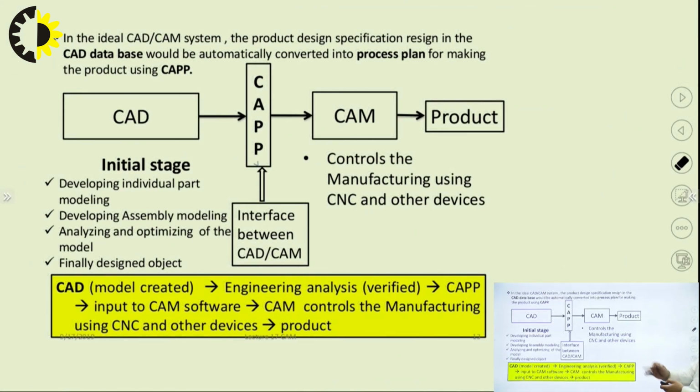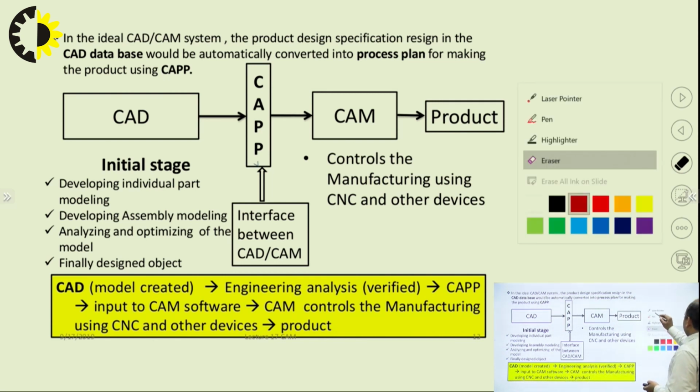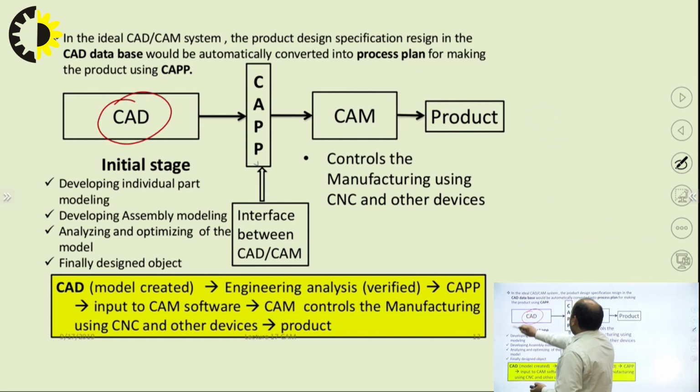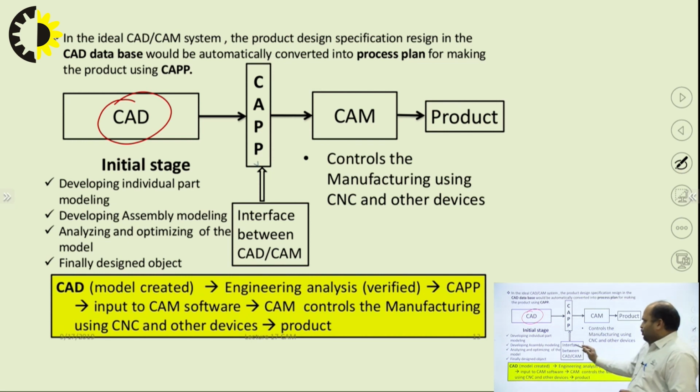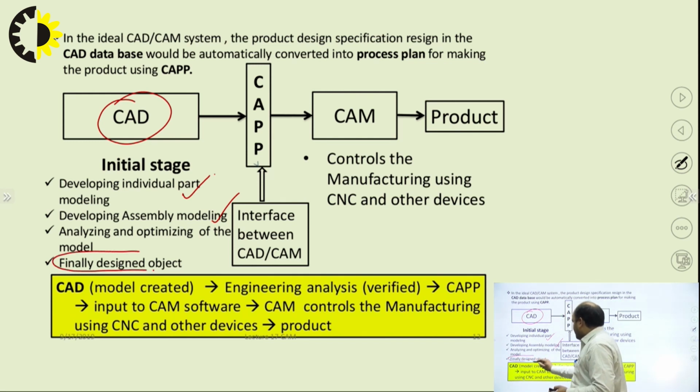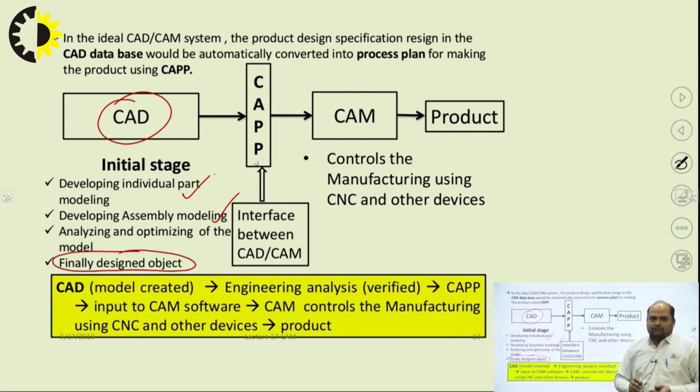Just talking about this CAD and CAM system. Here all design parts will be covered under computer aided design. Talking about the initial stage, first of all it is required to develop an individual part with the help of modeling, and after that to develop the assembly modeling and analyze the model, and after confirming all the requirements of the drawing, we will finalize the design, the final design object.